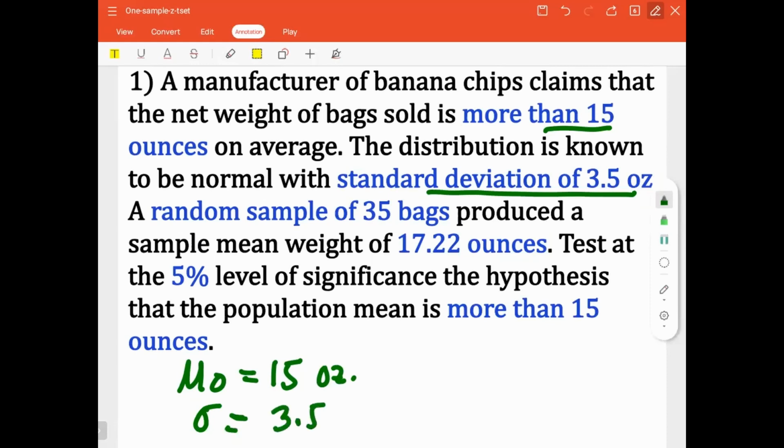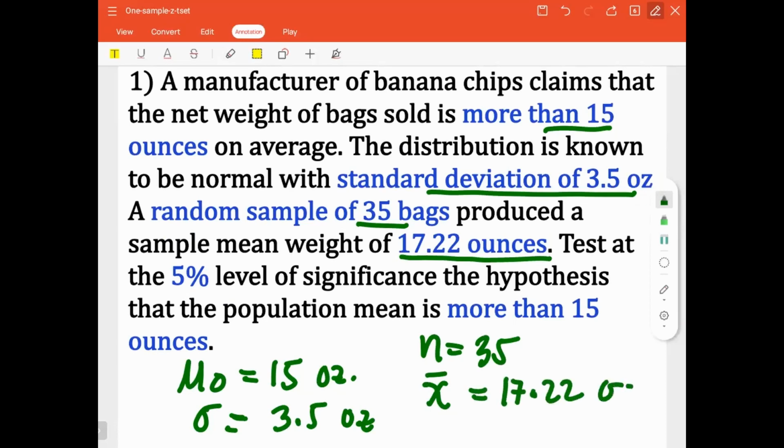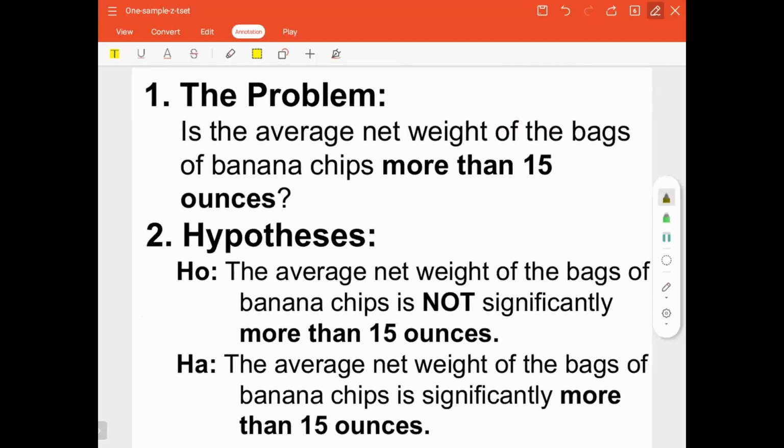A random sample of 35 bags, so this will be our sample size, n is equal to 35 bags. Produced a sample mean weight of 17.22 ounces. So this is the sample mean, denoted by x bar, which is equal to 17.22 ounces. Using this one sample test, of course, the first step is to determine the problem. And the problem here is: is the average net weight of the bags of banana chips significantly more than 15 ounces?